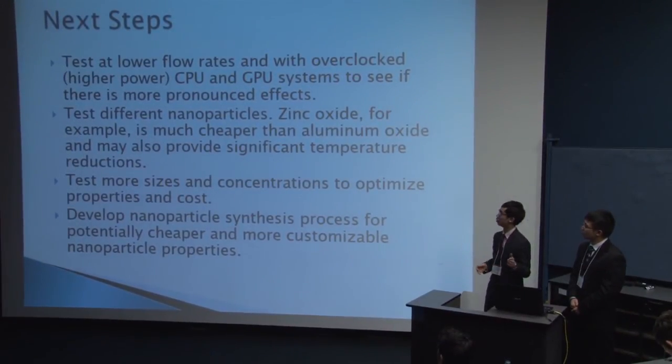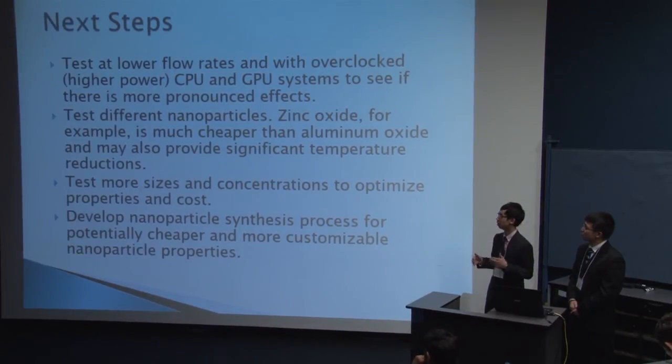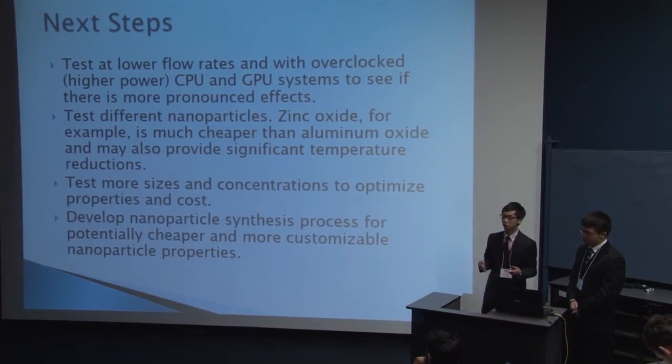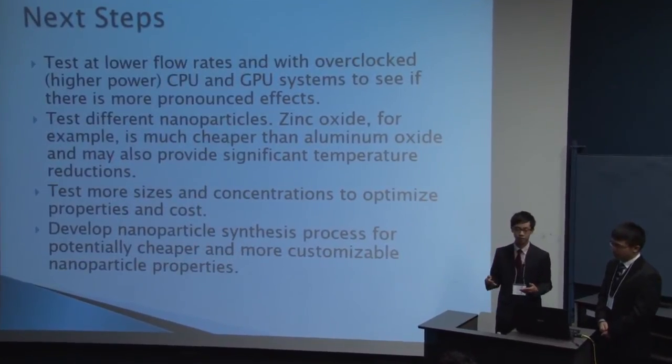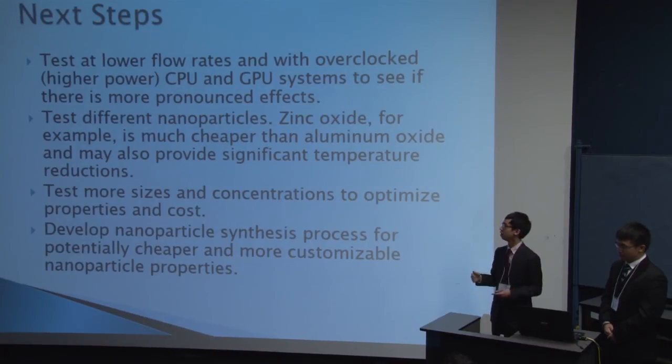So with our solid model and our solid test machine, we foresee that there are many further tests that we can do. For example, we can test at lower flow rates, as mentioned, or higher overvolted CPU and GPU systems for higher heat generation. This will provide more pronounced differences between our nanofluid and water.